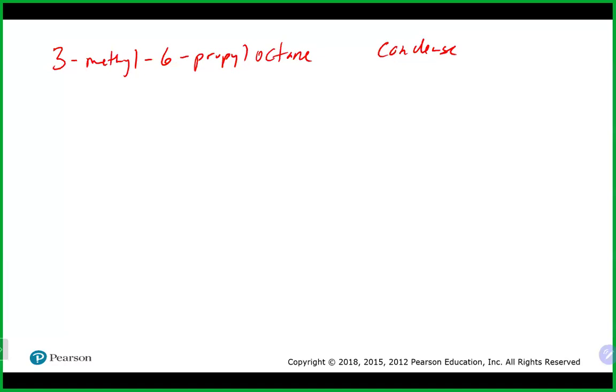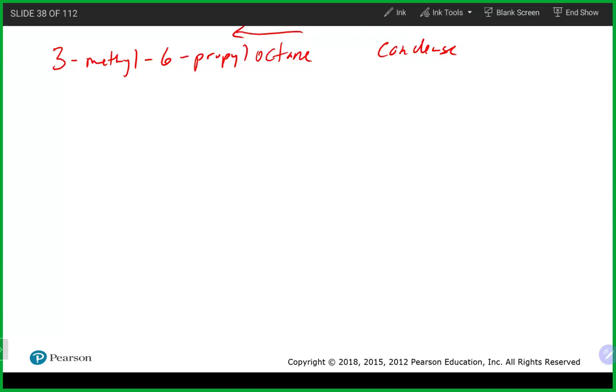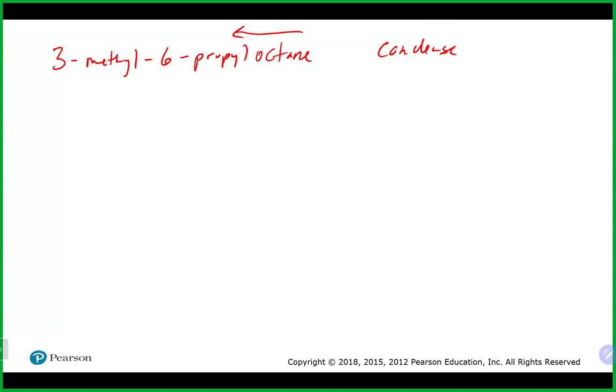Going to always work backwards here when you have the name. So definitely here, octane tells us it's 8, and ane tells us it's all single bonded. So that's really just what we want to start with, our base of carbons: 1, 2, 3, 4, 5, 6, 7, 8.